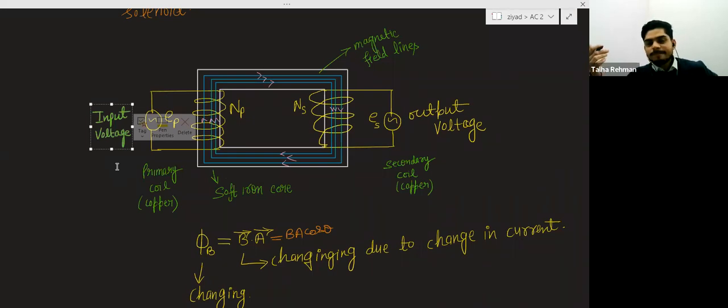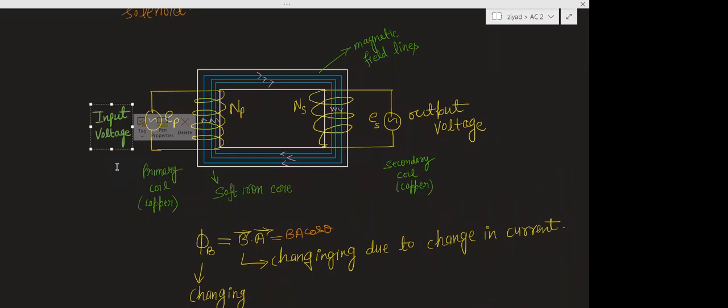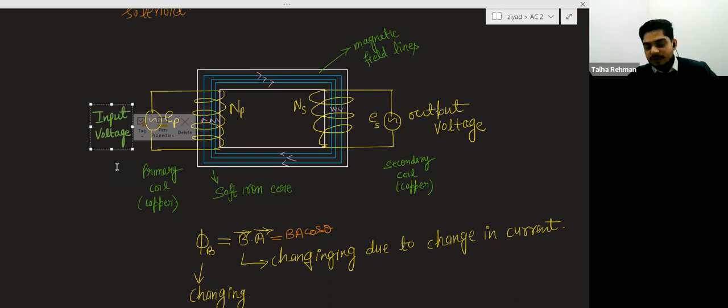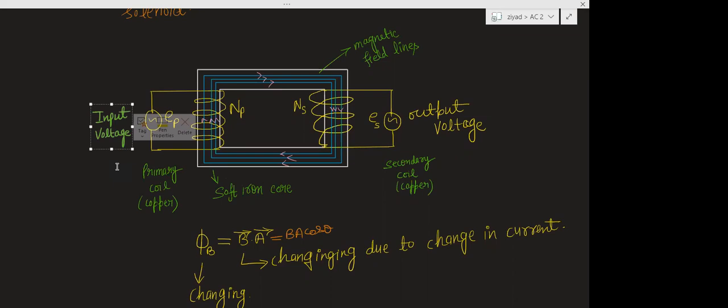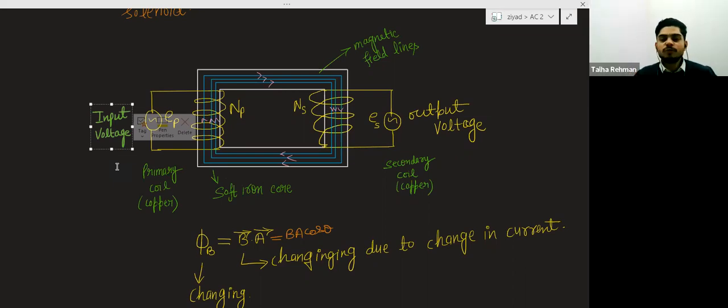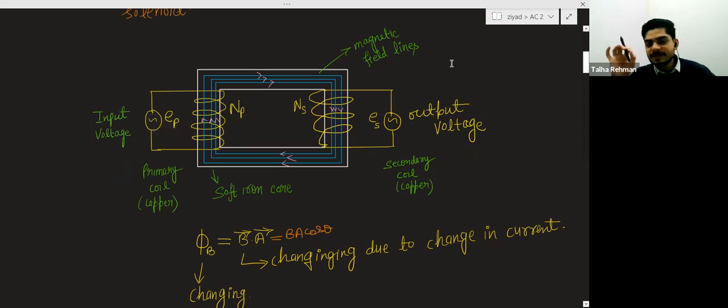And sometimes devices like mobile phones require low voltage. So in these devices, there is a requirement of low voltage. So there are devices which require low voltage and devices which require high voltage. That is why there is a requirement of the transformer.